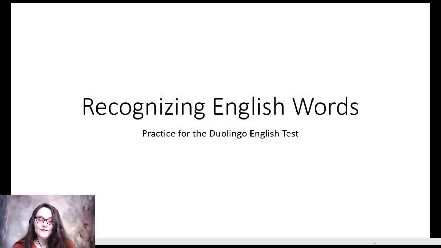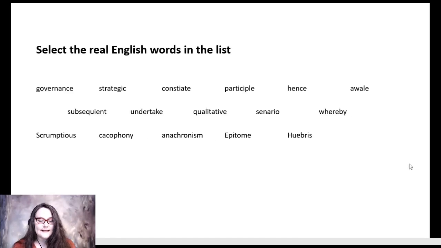For this section of the test, you're given 1 minute to look at a list of words, and the goal is to choose whether or not the word is actually an English word. Is it a real word? So I'm going to actually time this. I'm going to give you 1 minute to look at the screen, and you can decide which words are real English words. Okay, let me pull up the PowerPoint. Your time will start now.